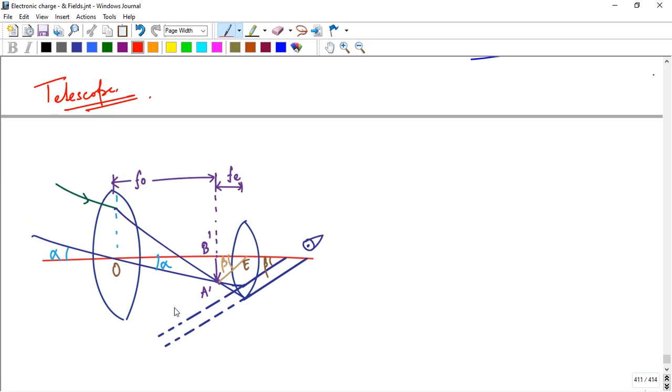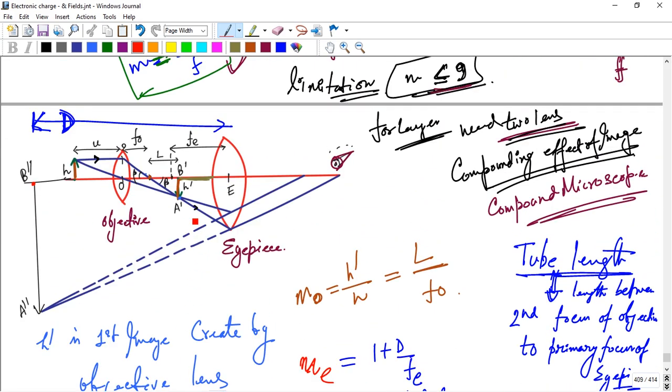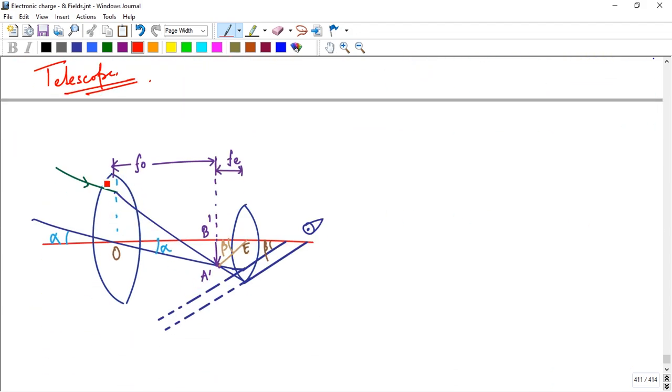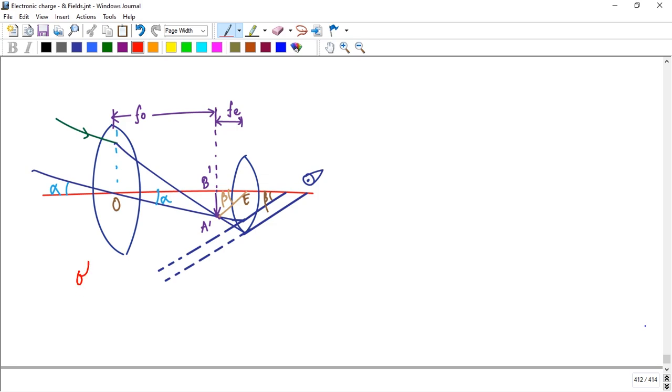You see the compound microscope: the aperture of the objective is lesser than the eyepiece. And here in the telescope, the objective aperture is much greater than the eyepiece. There's the objective lens and that's the eyepiece lens.